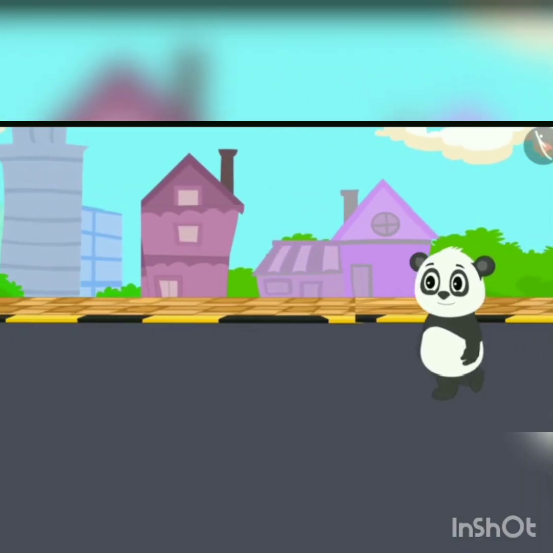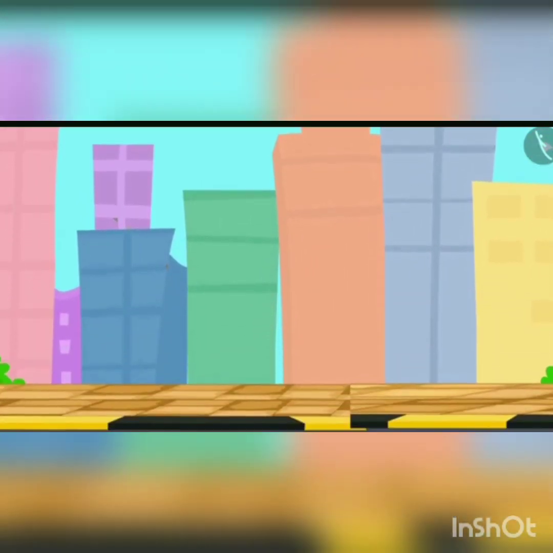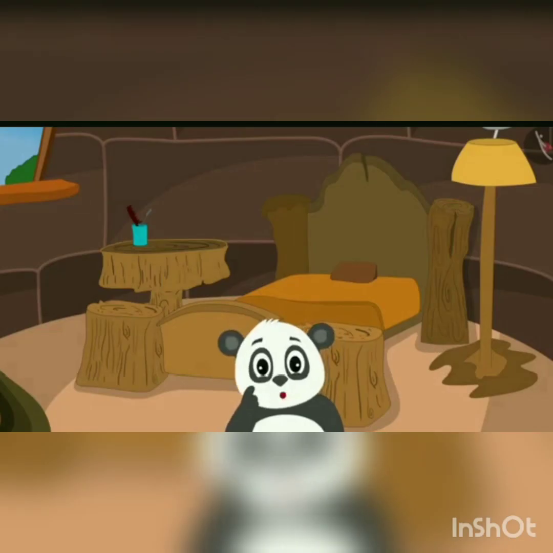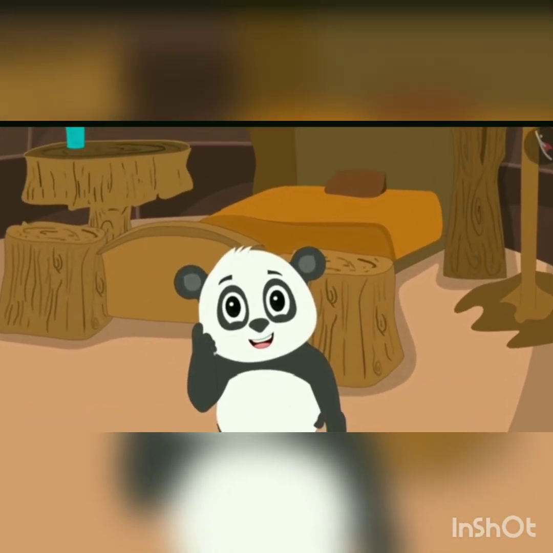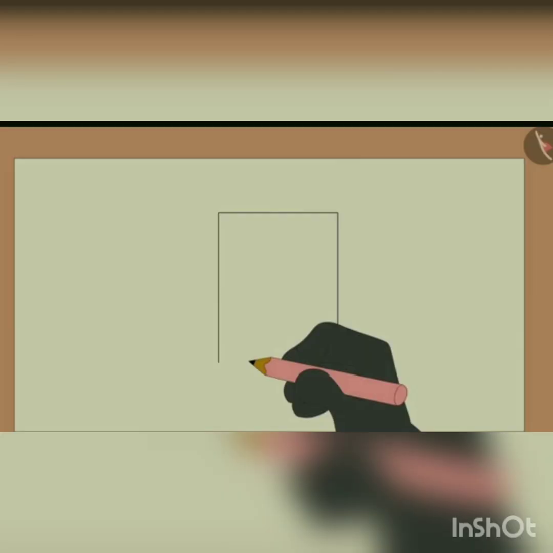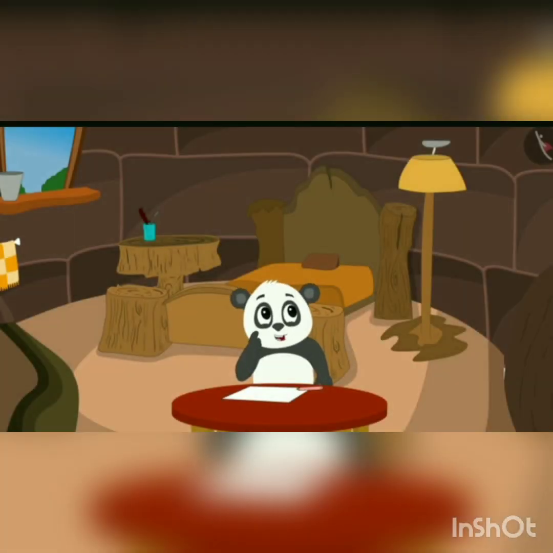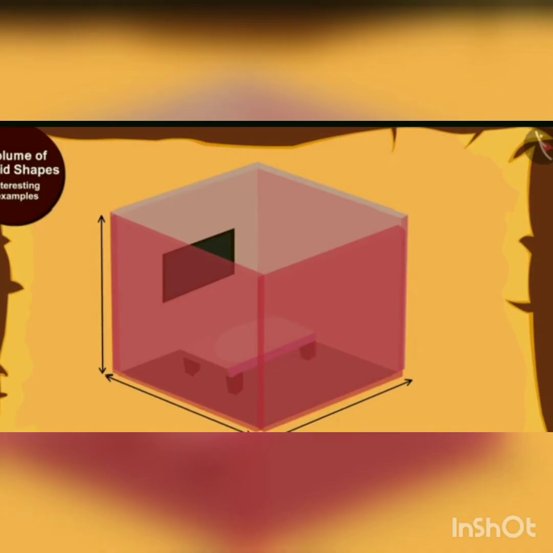When Golu went to the city, he saw very tall buildings there. Why don't I build such a tall building in Champapur? Golu thought about it and started designing the building. To make each house unique, I will make it cube-shaped. The sides of each house will be 3 meters long, he thought.